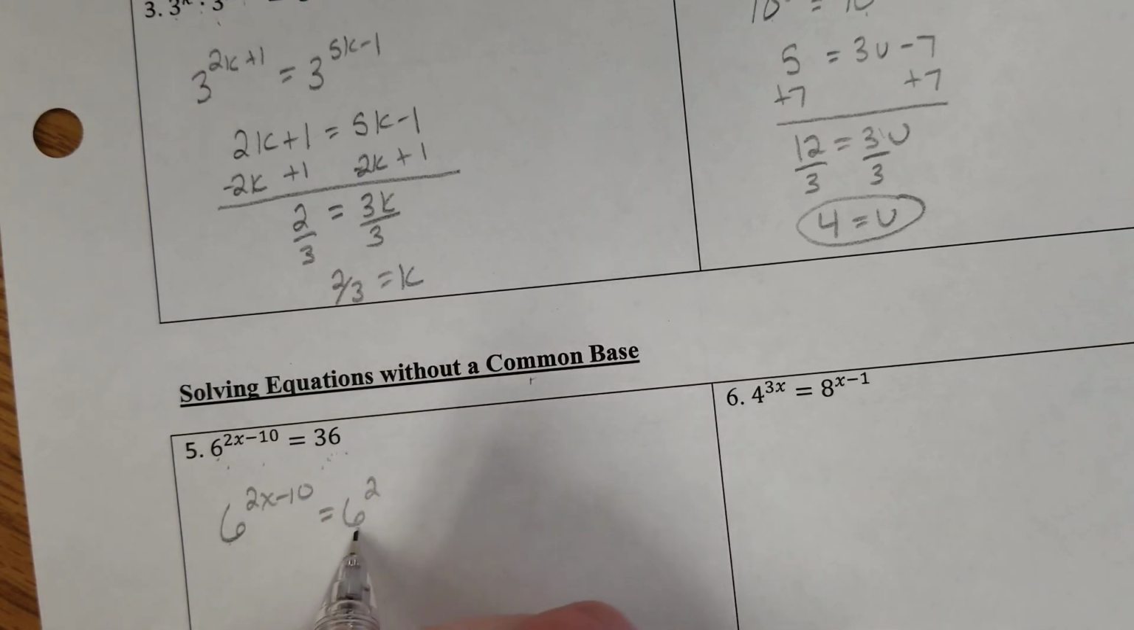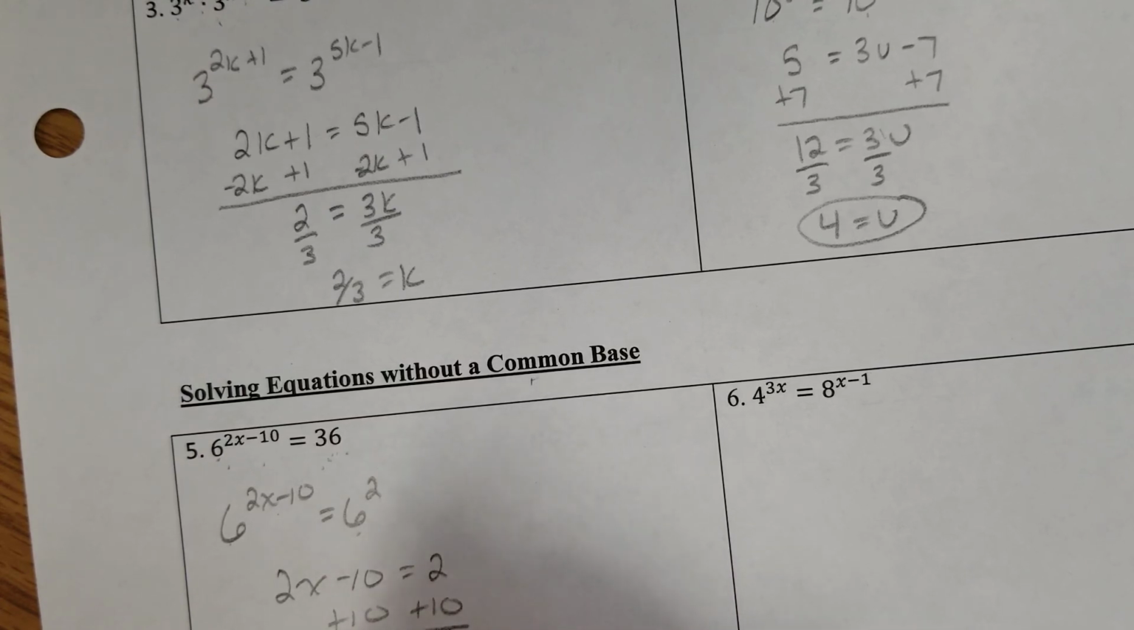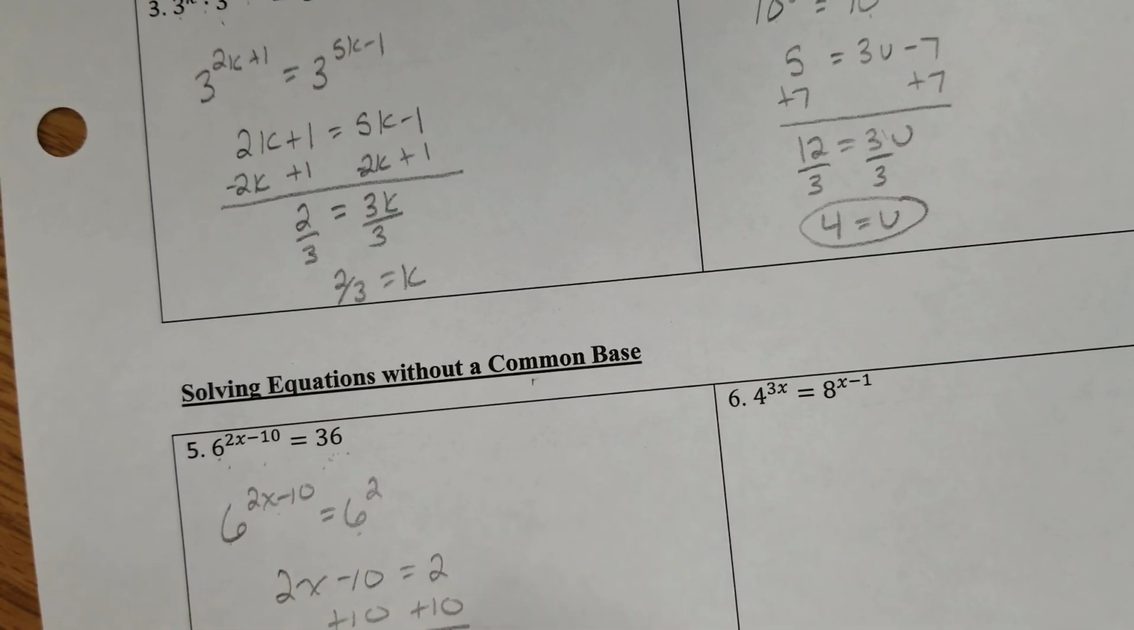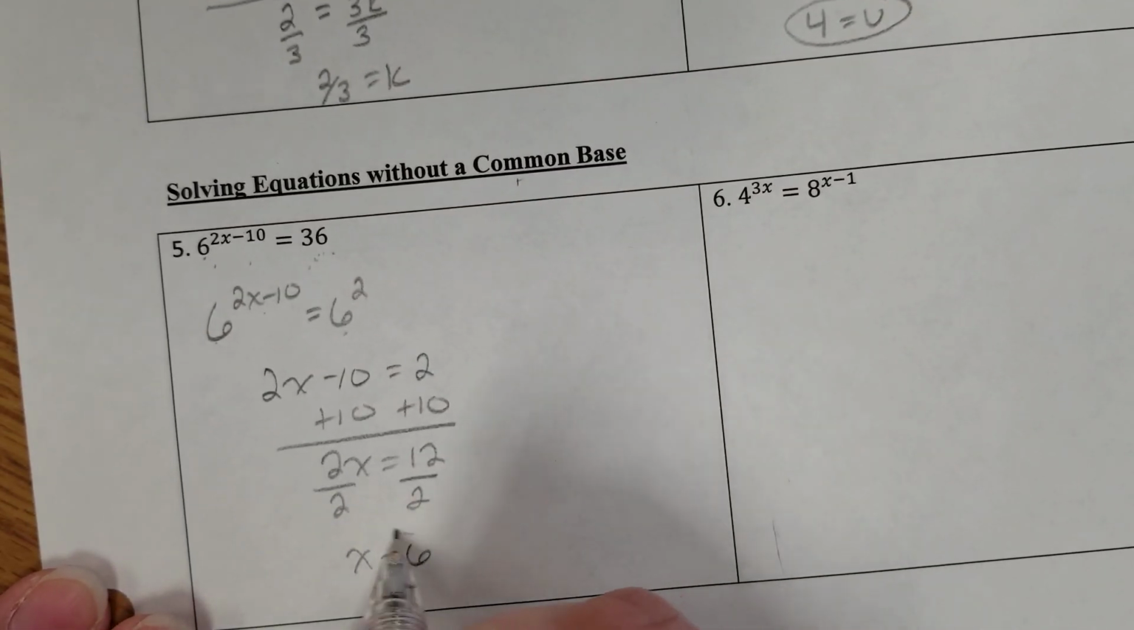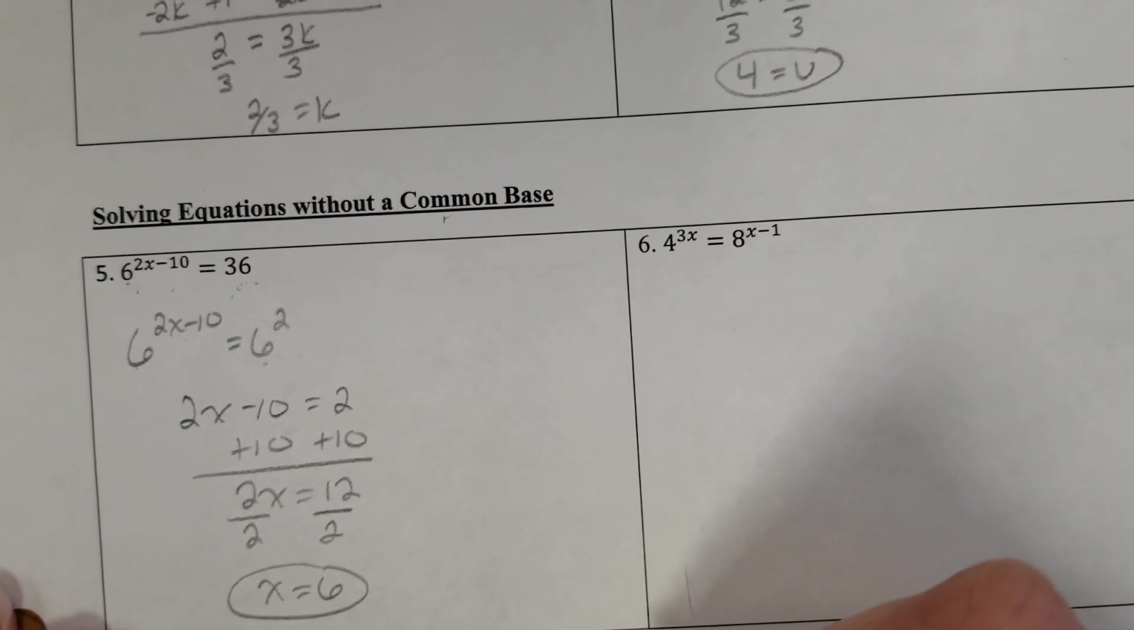So now that these are the same, you're going to set the exponents equal. So we have 2x minus 10 equals 2, and add a 10, so that we have 2x equals 12, and divide by 2, so x equals 6. All right, so our answer is x equals 6.